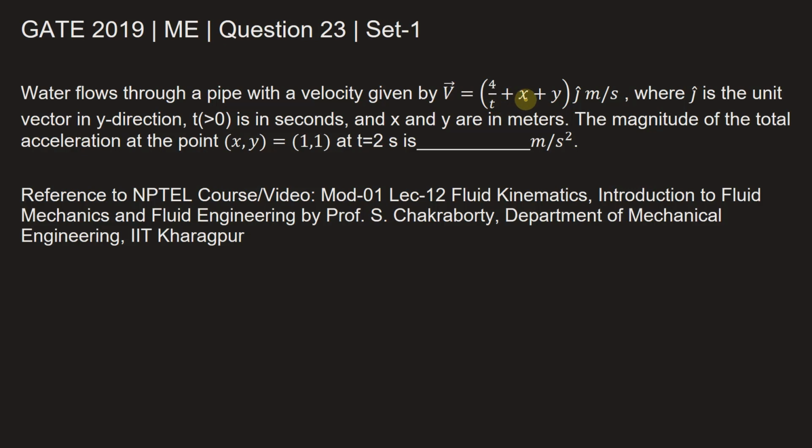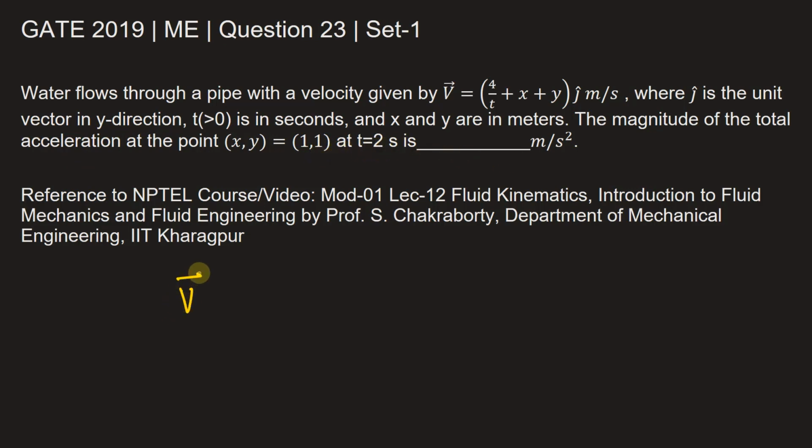v vector is equal to 4 by t plus x plus y j cap meter per second, where j is the unit vector in y direction. Here it's given that t is greater than 0 and it is in seconds, and x and y are in meters. The magnitude of the total acceleration at the point x comma y, that is 1 and 1 at t is equal to 2 seconds, is in meter per second square. So we need to find the acceleration of the fluid at 1 comma 1 and at 2 seconds.